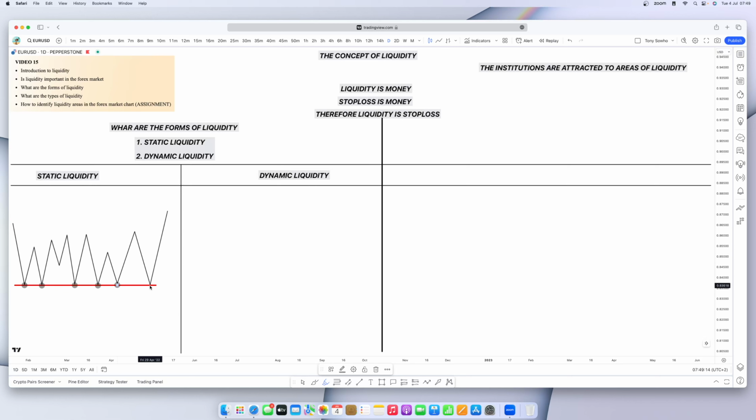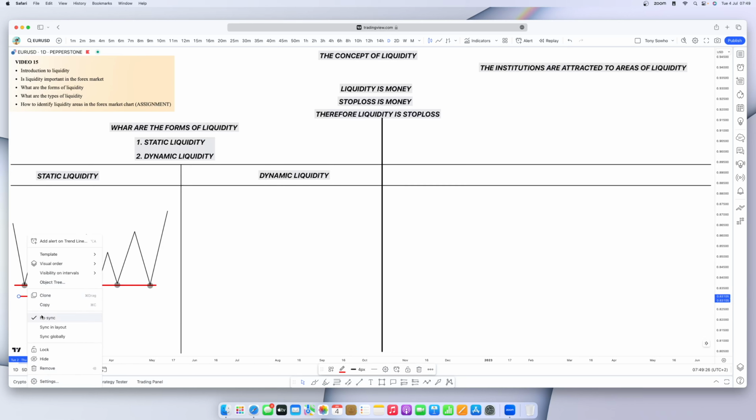What do you think is happening here? What do you think is going on here? A lot of stop loss orders are going to be down in this area, right? So whoever's buying this, they're going to put stop loss here. I mean, there's going to be a lot of stop loss here. So we have stop loss here.